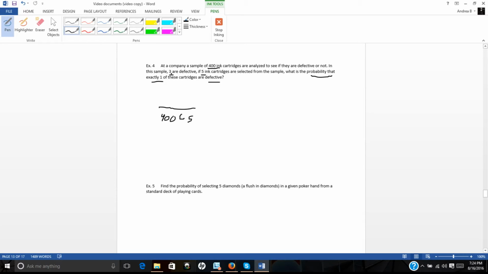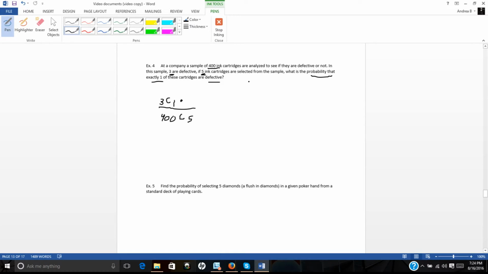It tells us that there were 3 that were defective to begin with. So we'd have 3, and we want to select 1 of those. So 3C1. Since there's 3 defectives, we want to select 1 of those, since it said exactly 1 defective. And then times, because we need 1 defective and 4 non-defectives, since we're selecting a total of 5 ink cartridges. If 1 of them is defective, that means the other 4 are non-defective.